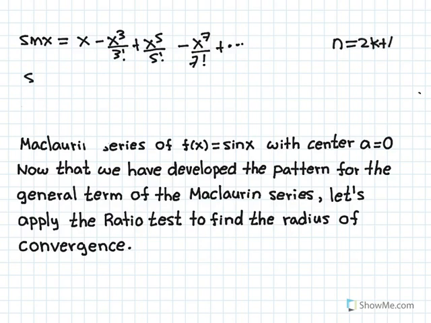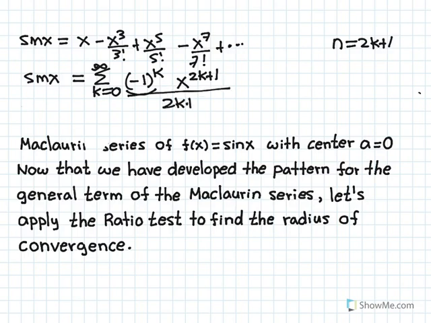So we can write the Maclaurin series of sine x as summation k equals 0 to infinity of minus 1 to the power of k. This is because the odd powers of x alternate between 1 and -1, and -1 to the k alternates between 1 and -1. And we need odd powers of x, so we're going to get x to the power of 2k plus 1 divided by 2k plus 1 factorial. This is the pattern of the general term. It's a formula for the Maclaurin series of sine x.